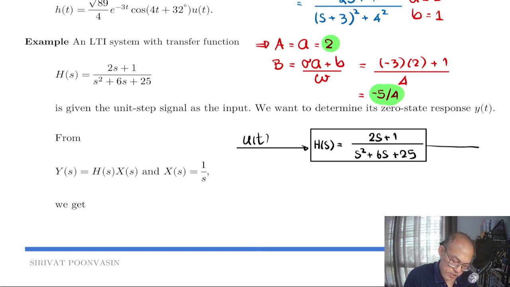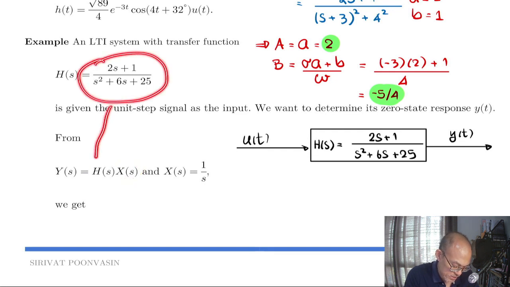Okay, and we want to determine the zero state response when the input is the unit step signal. Now we know that the zero state response Y(s) can be written as the product between the transfer function and X(s), where the transfer function is this guy. And what is X(s)?